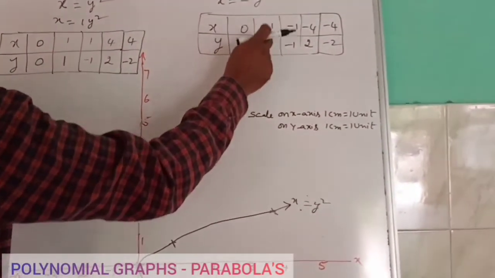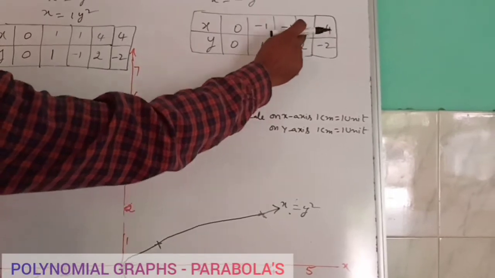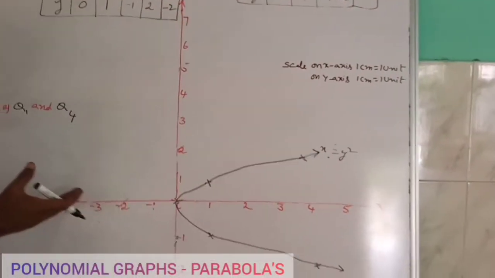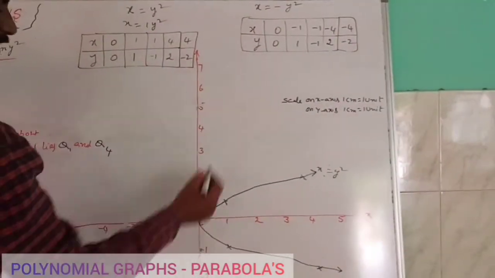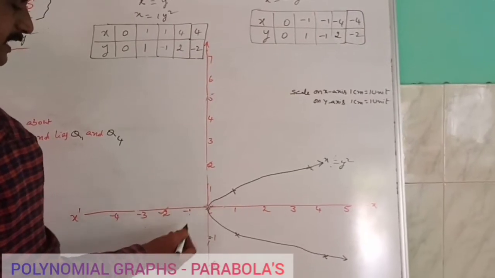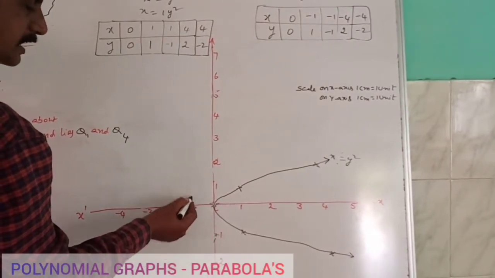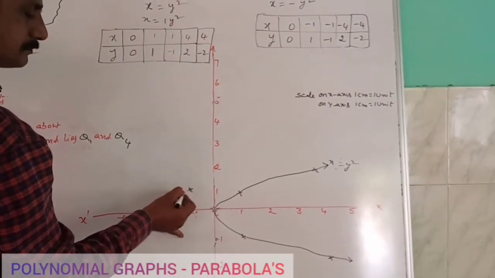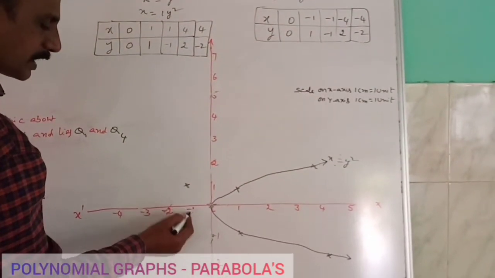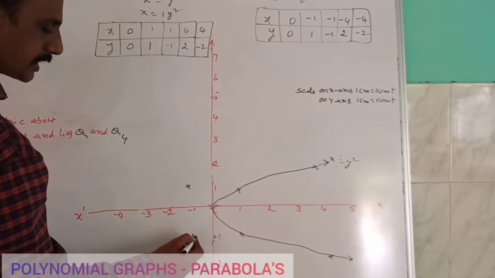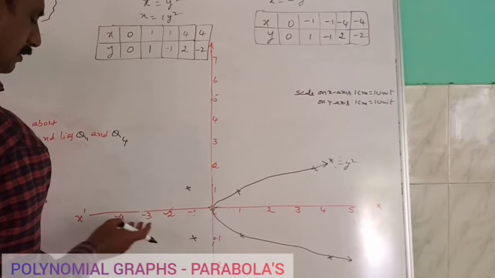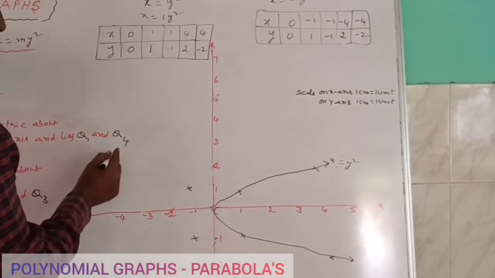So the points are 0, 0; minus 1, 1; minus 1, minus 1; minus 4, 2; minus 4, minus 2. These points are also plotted on the graph sheet. 0, 0 is the origin point. Then minus 1, 1, and next minus 1, minus 1. Both are negative, in the third coordinate. And then minus 4, 2 and minus 4, minus 2.